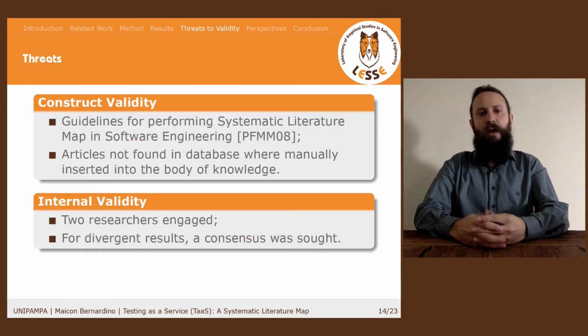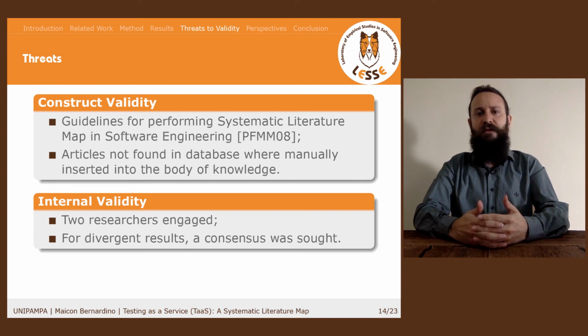Now, I will talk about the threats to the validity of our study. Construct validity: it's important to note that our analysis is built on well-accepted guidelines for systematic mapping in software engineering, proposed by Petersen, including our research. There is a limitation of the search mechanisms for the set of keywords defined in this study, and the lack of them in some of the related works. In order to avoid this bias, articles not found in databases were manually inserted into the body of knowledge.